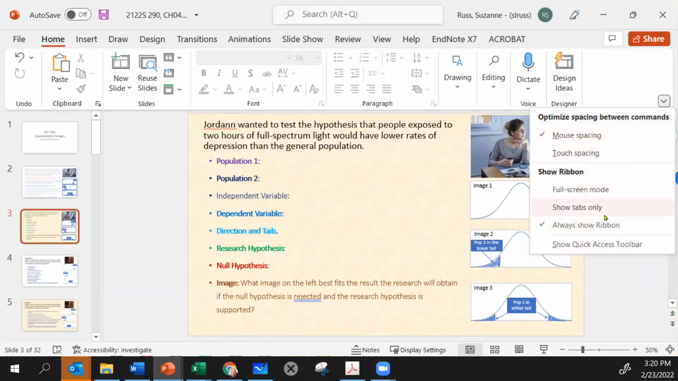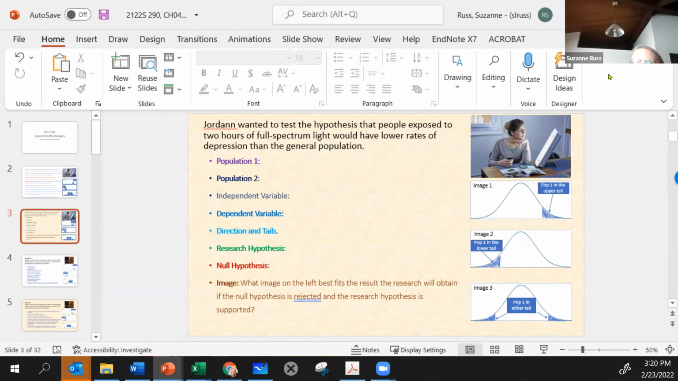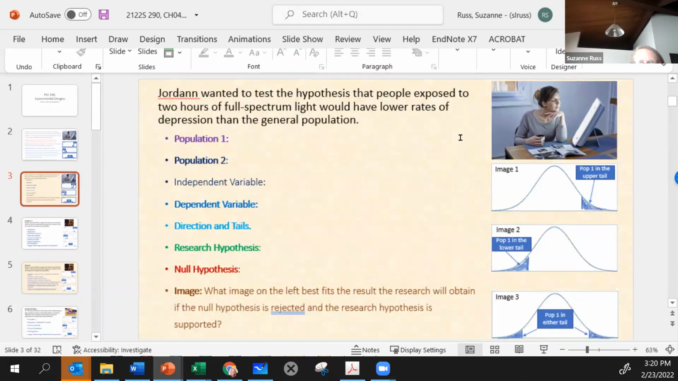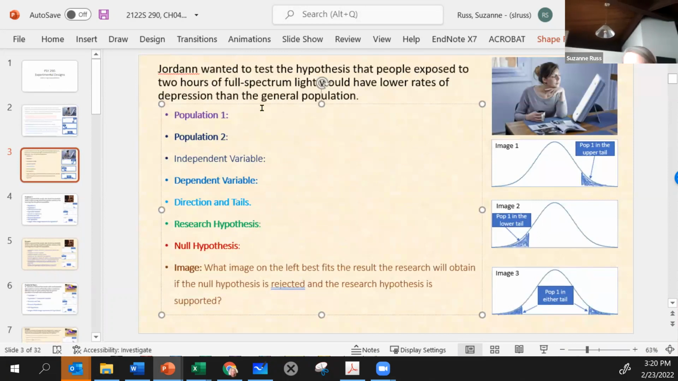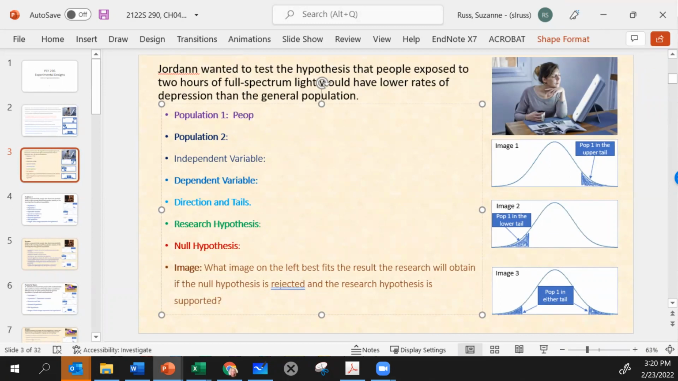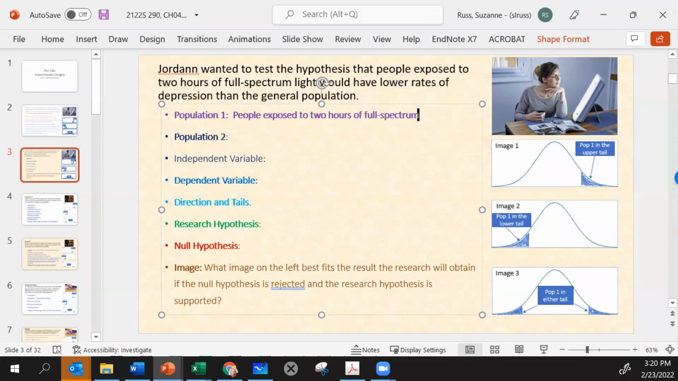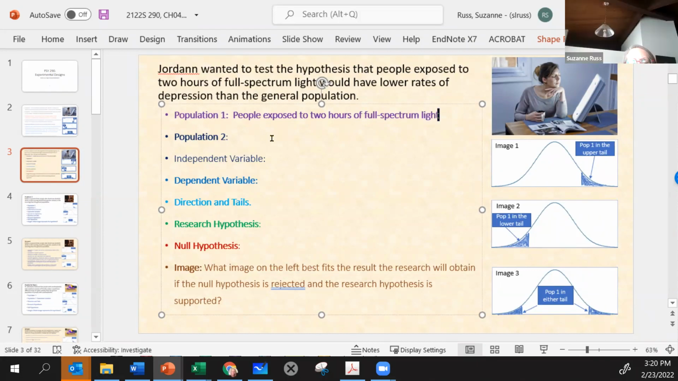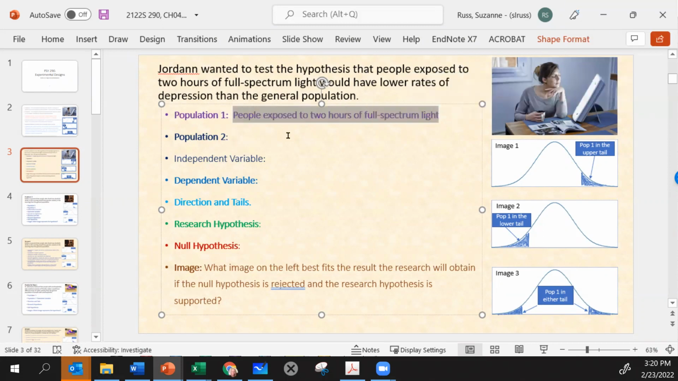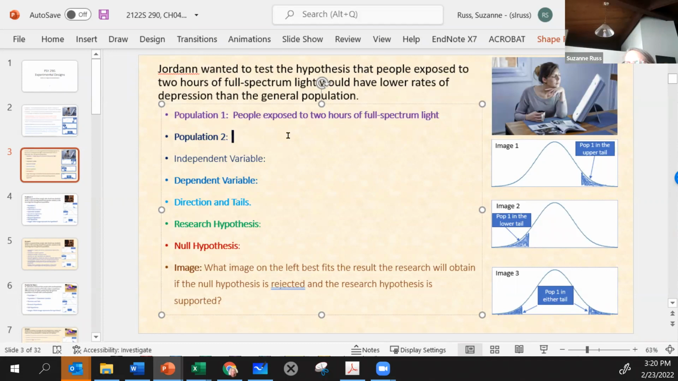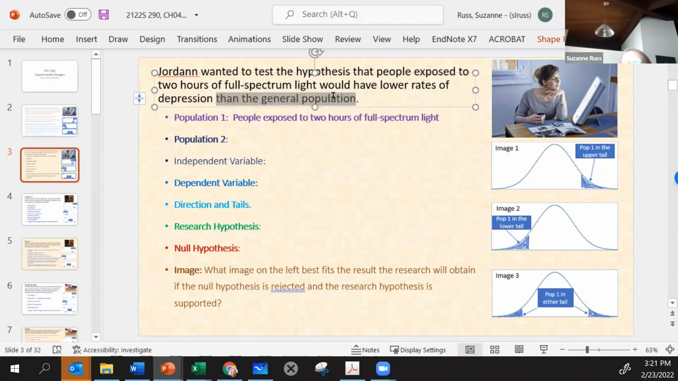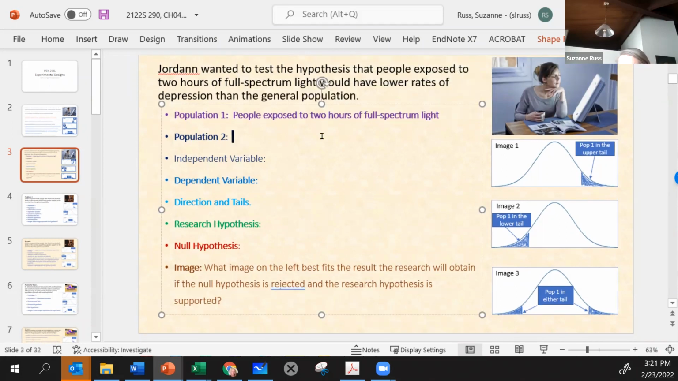I'm going to just close off this ribbon so that we can see and I can write on this. In this case, the population that she thinks is going to be a little bit different is people. We always start with people. Those are populations exposed to 2 hours of full spectrum light. Those are the people that she thinks will be different in some way. Population two is who she's comparing them to. And in this case, she's comparing them to the general population, to people in general.